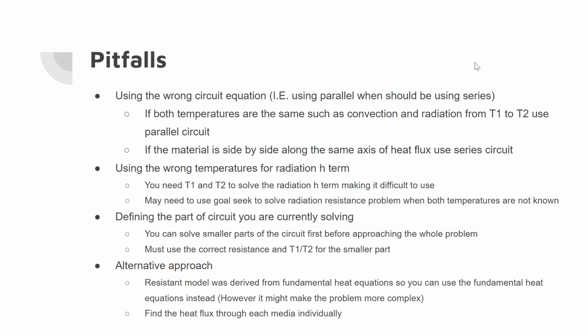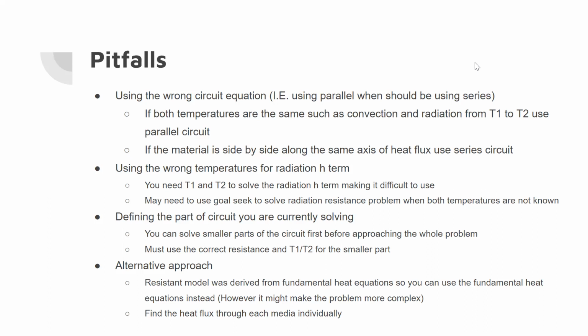All right, so some things we need to cover before starting the problem are some pitfalls that we could fall into. One might be using the wrong circuit equation, so if we used parallel instead of series, or using the wrong temperatures for radiation. If we accidentally switched and used the wrong T1 and T2 to find the h term for radiation, then we're going to screw up our problem. And we may need to use Goal Seek to find radiation resistance when both temperatures aren't known.